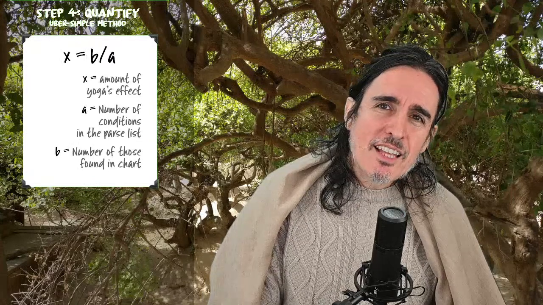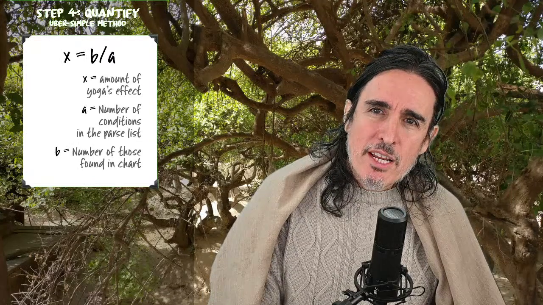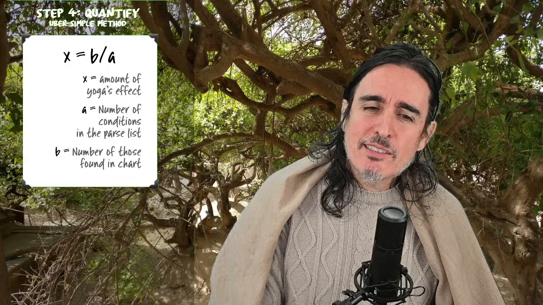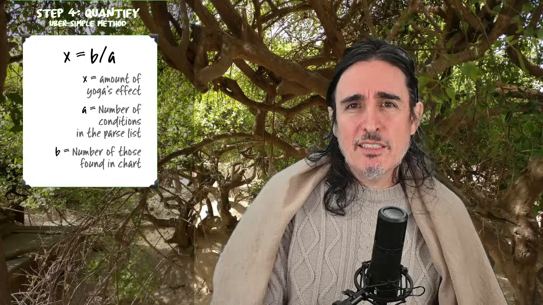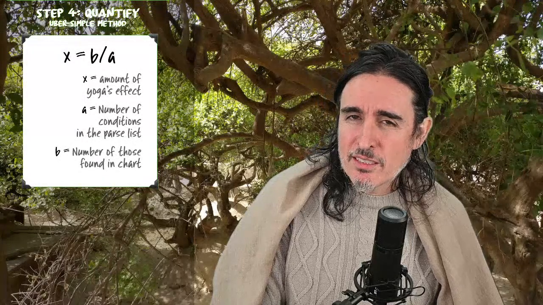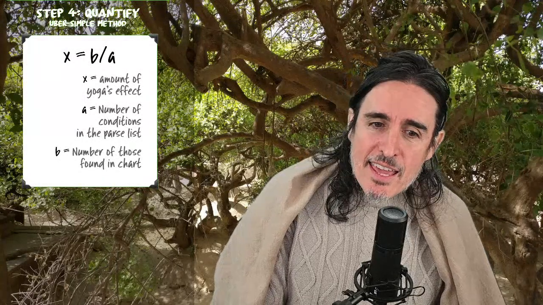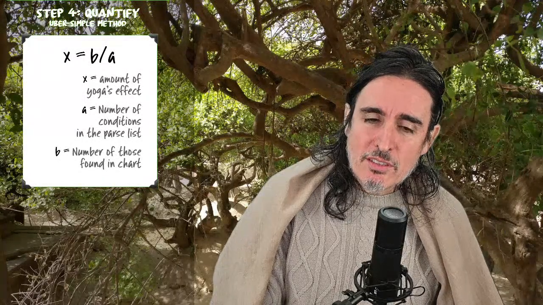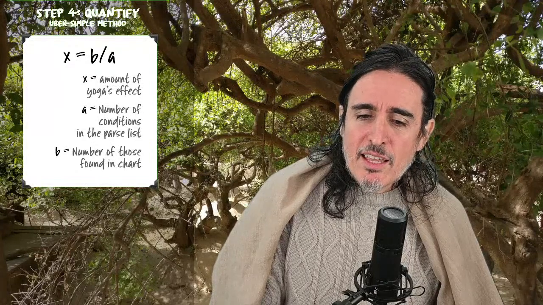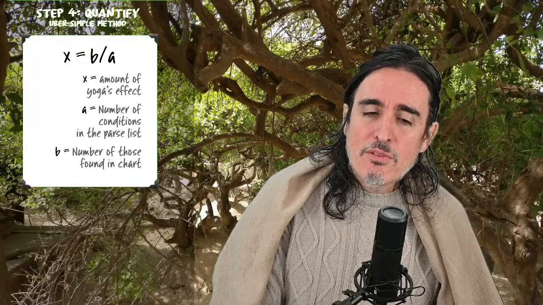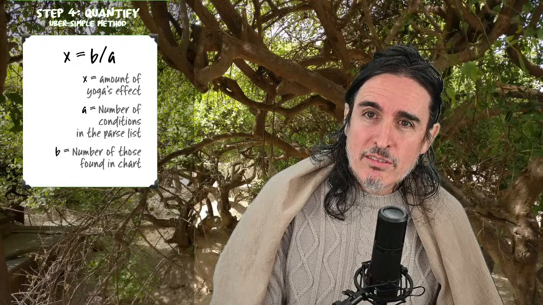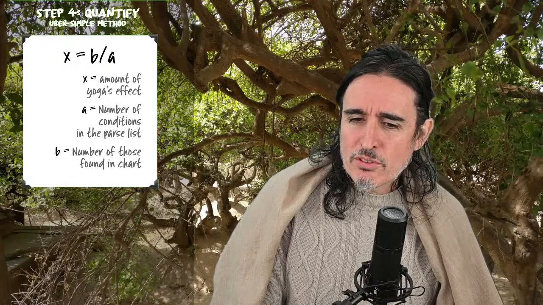Here it is. X equals B over A, where X is the amount of the yoga's effect. A is the number of conditions in your yoga list, and B is the number of those conditions that you found. Of course, you should do it for all charts.